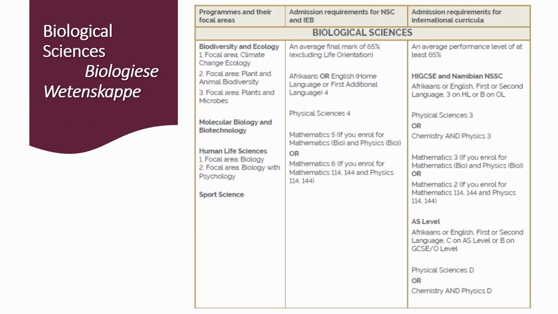The table that I was referring to in the previous slide includes, for the programs and the focal areas in biological sciences, human life sciences, the focal area biology and focal area biology with psychology, an average final mark of 65% excluding life orientation, Afrikaans or English home language or first additional language 4, physical sciences 4, mathematics 5, if you enroll for mathematics bio and physics bio, or if you enroll for mathematics 114, 144 and physics 114, 144, a mathematics mark of 6.